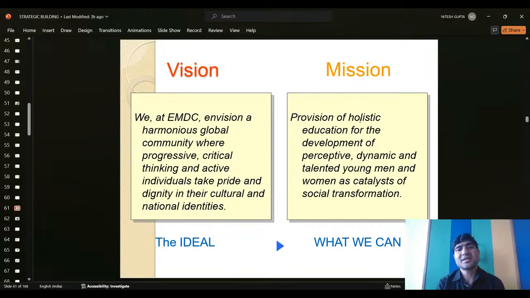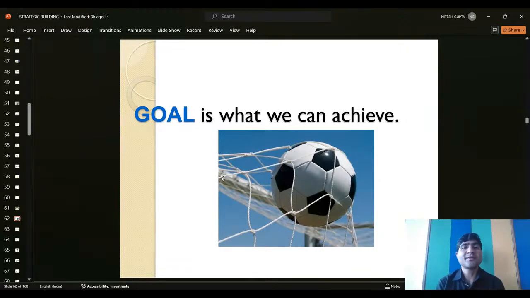Now, when you focus on mission and vision, I have just taken EMDC as one of the companies. So, envision a harmonious global community where progressive, critical thinking and active individuals take pride and dignity in their culture and national identities. This is the vision. And mission, what you do is actually the mission. So, provision of holistic education for the development of prospective, dynamic, and talented young men and women as a catalyst of social transformation. So, vision is actually the ideal, what you want to do, and mission is actually what you can do.